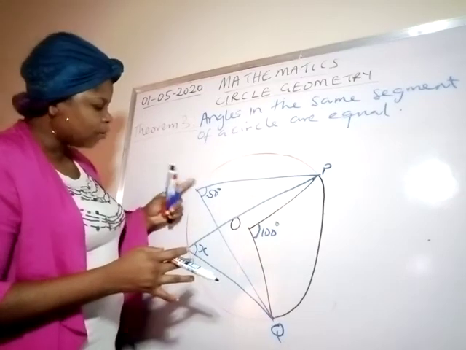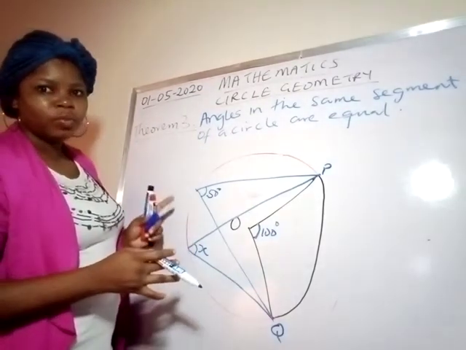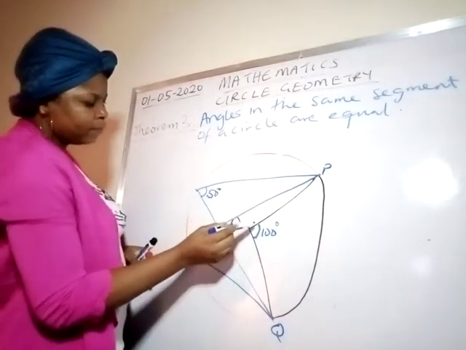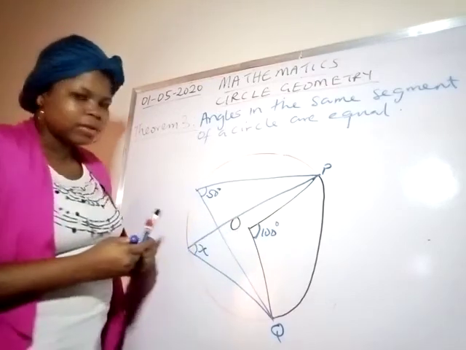Are you getting it now? There are angles in the same segment and they are meant to be what? Equal. So if on the minor arc, so let me send this one.